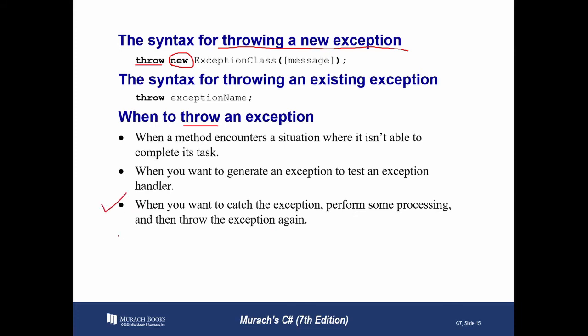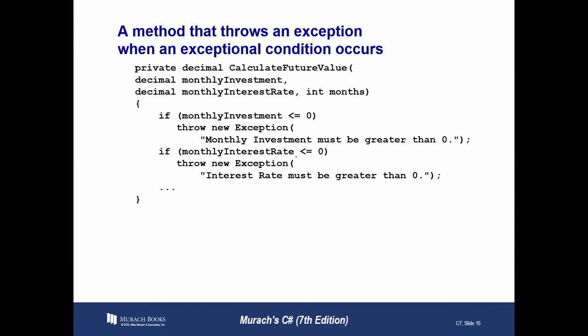Okay, so this one here. So, look at what's happening here. Now, a method that throws an exception when an exceptional condition occurs. Okay, and so you see what's happening here right off the bat. In my program, I'm saying this right here, throw new exception.